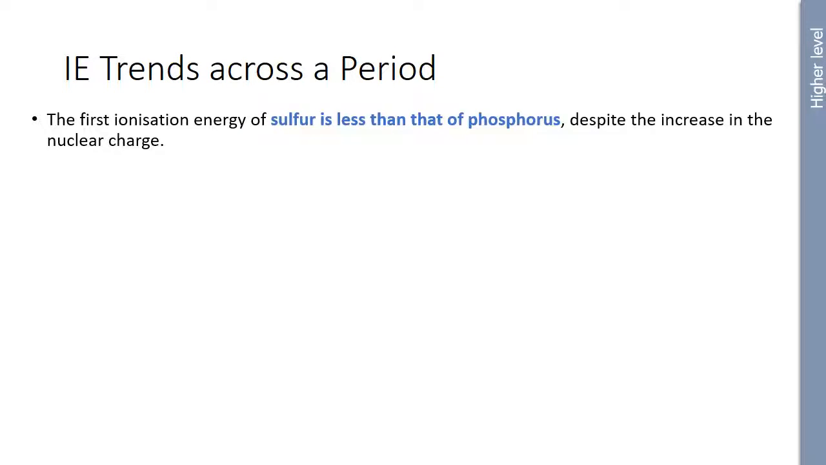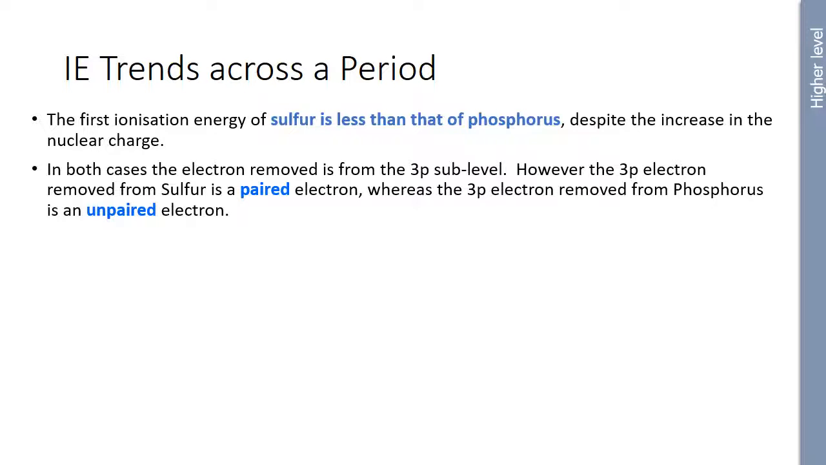Okay, so again, looking at the trends, the first ionization energy of sulfur is less than that of phosphorus, despite the increase in the nuclear charge. In both cases, the electron removed is from the 3p sublevel. However, the 3p electron removed from sulfur is paired, whereas the 3p electron from phosphorus is an unpaired electron.